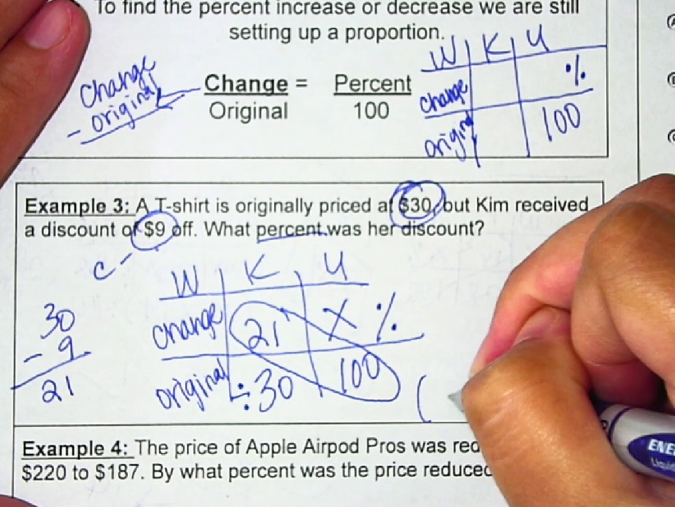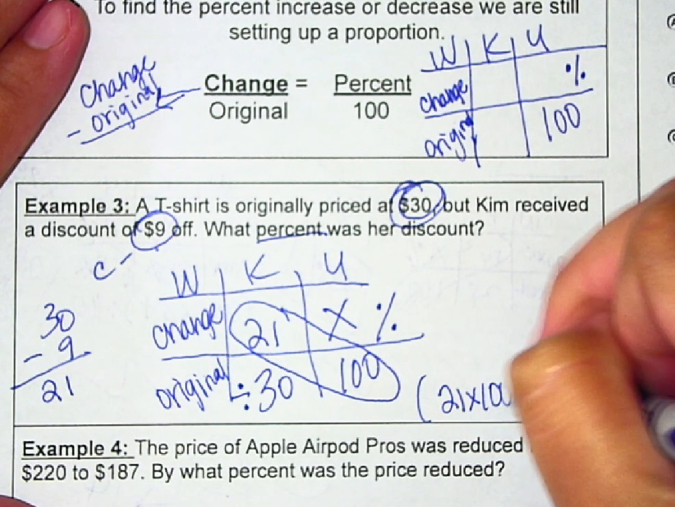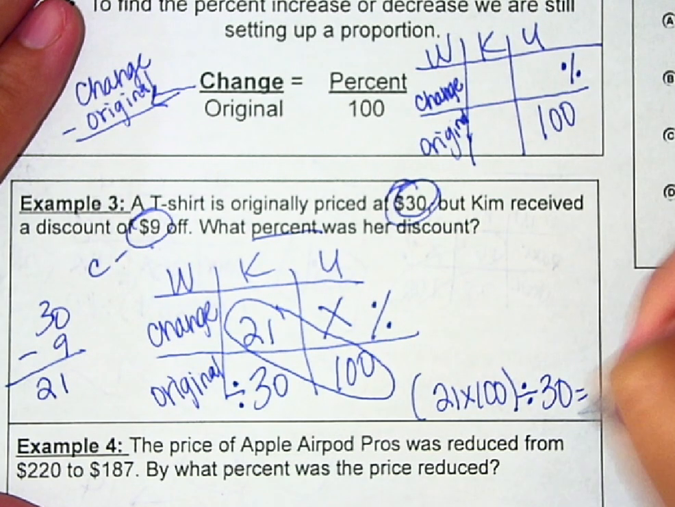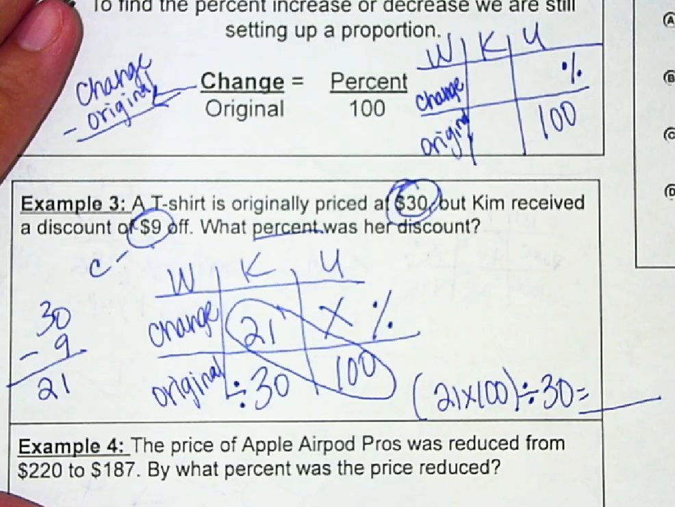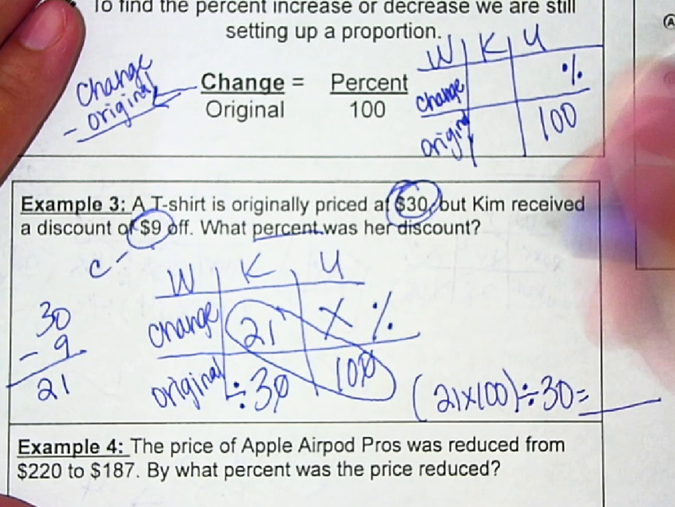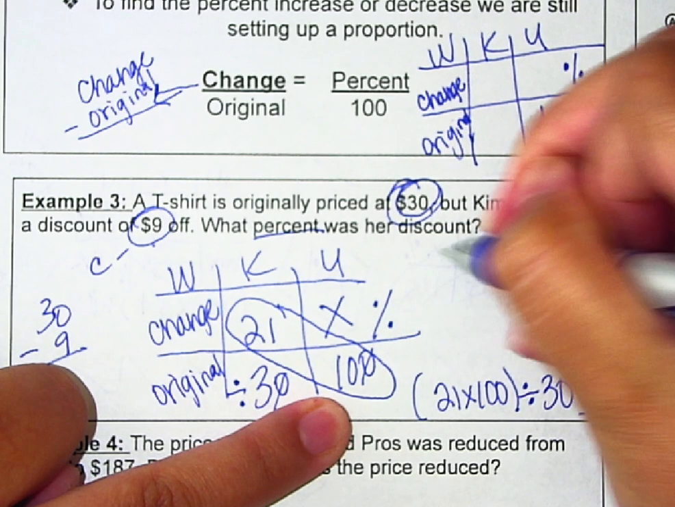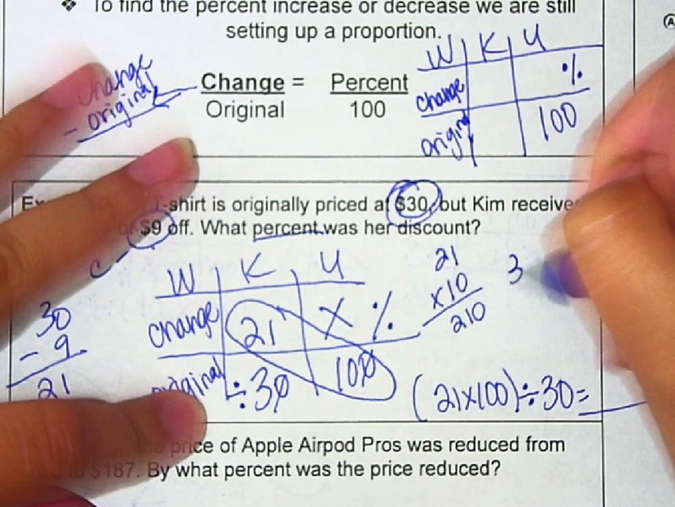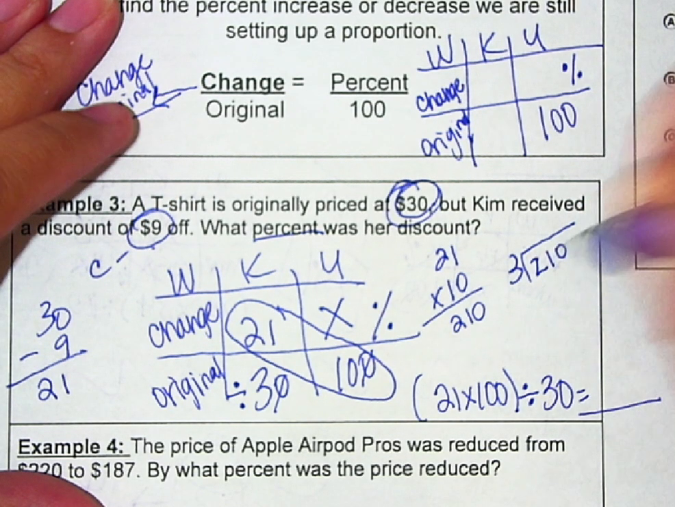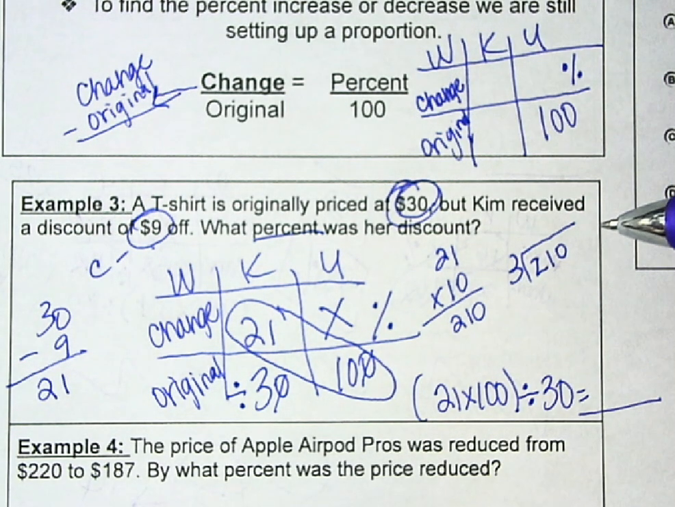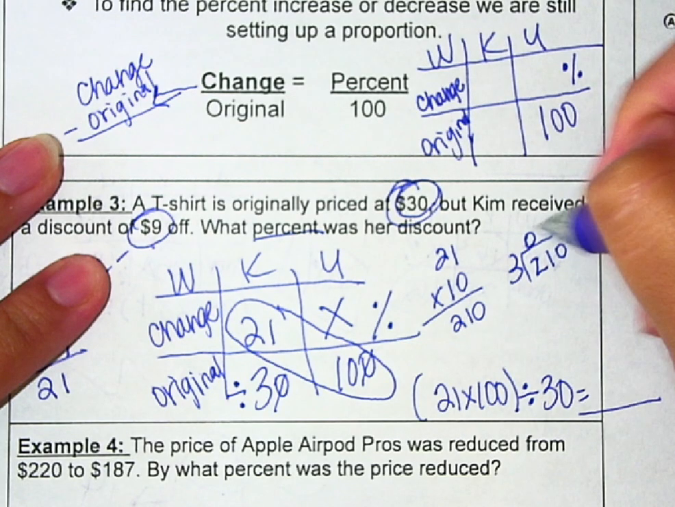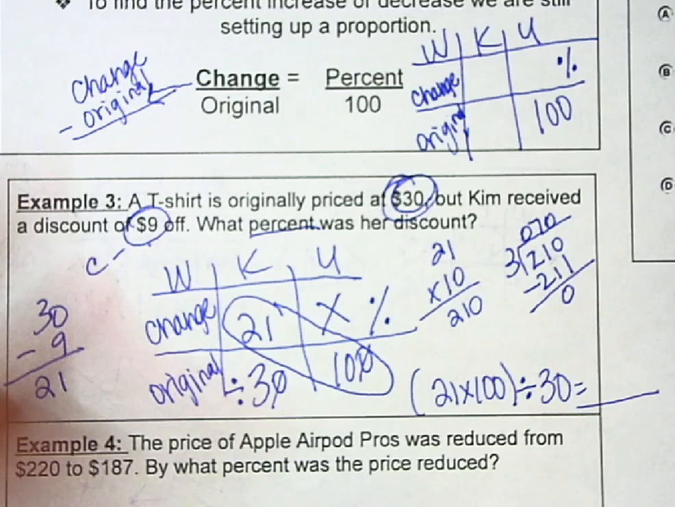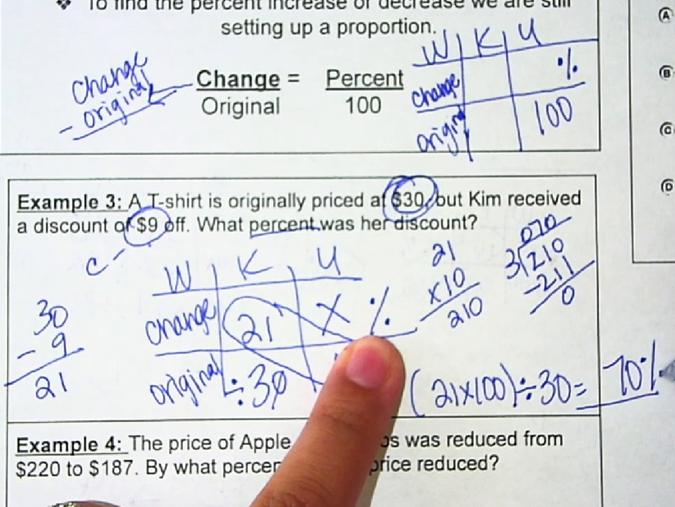My calculator students, remember to put this in the calculator. Don't change anything, just put it in the calculator and you'll get your answer. For non-calculator students, remember you can do the zero trick, take off some zeros. So 21 times 10 is going to be 210, and then you have to divide that by 3. 210. Okay, that is going to give us 70. So your percentage should be 70%. That was her discount.